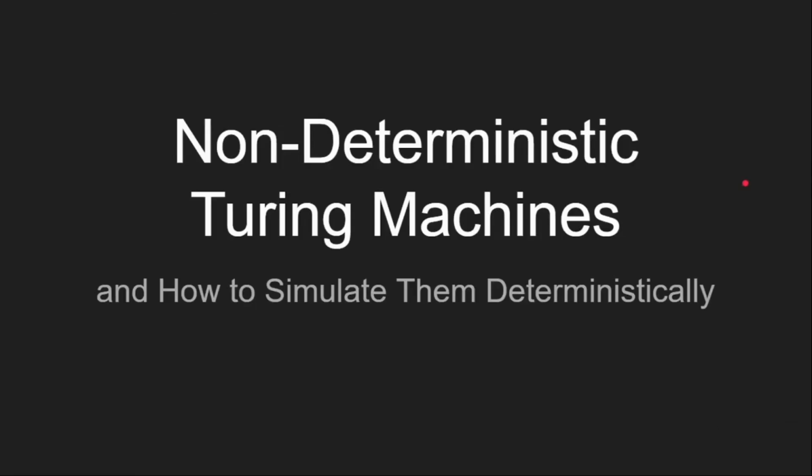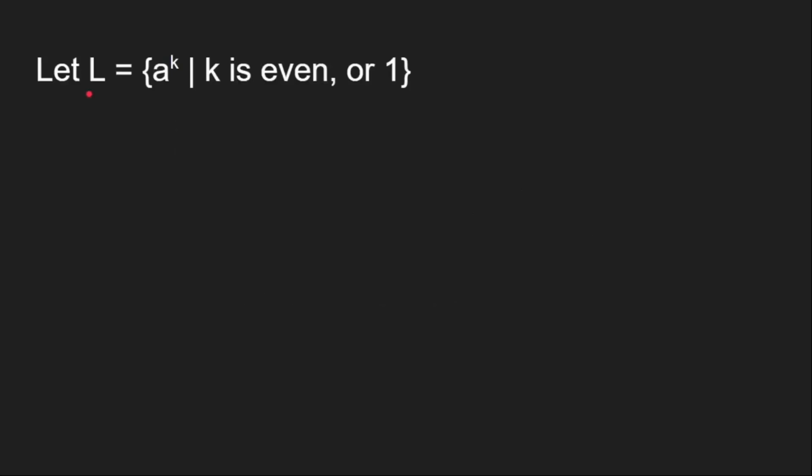Hello everyone, this video is about non-deterministic Turing machines and why they have the same computational power as deterministic ones. This means deterministic Turing machines, or DTMs as I will be calling them, can recognize and/or decide the same languages as NTMs. This works because you can simulate any NTM using a DTM, and that is exactly what we are going to talk about.